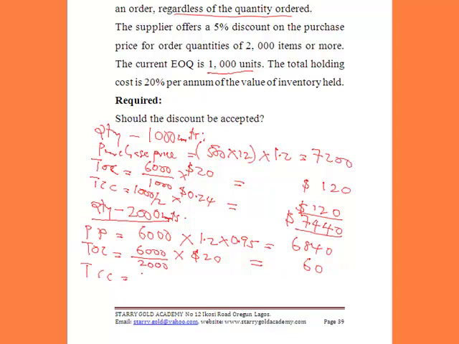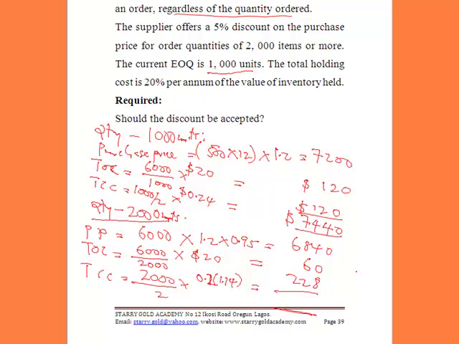And then our total carrying cost will be the average stock 2,000 divided by 2 times, don't forget, it's now 10%. The carrying cost per unit is 10% of the purchase price. The purchase price is now 95% of 1.2. That's 1.14. So 10% of 1.14, 0.1 times 1.14. And that gives us how much? Oh, sorry, 20%, not 10%. So 0.2 times 1.14 times 1,000. That's 228.